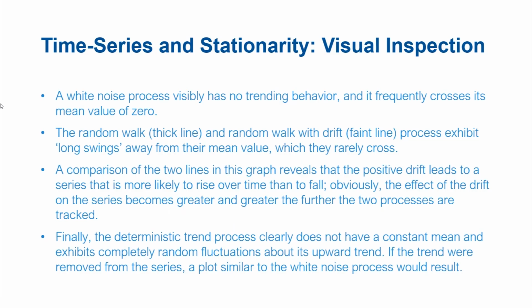Now, to summarize this video, we saw visually that a white noise process has no trending behavior and it frequently crosses its mean value, which is generally 0. We also saw the random walk process and a random walk with drift process, and they exhibited long swings around their mean value, and they cross their mean value very rarely as compared to the white noise process.